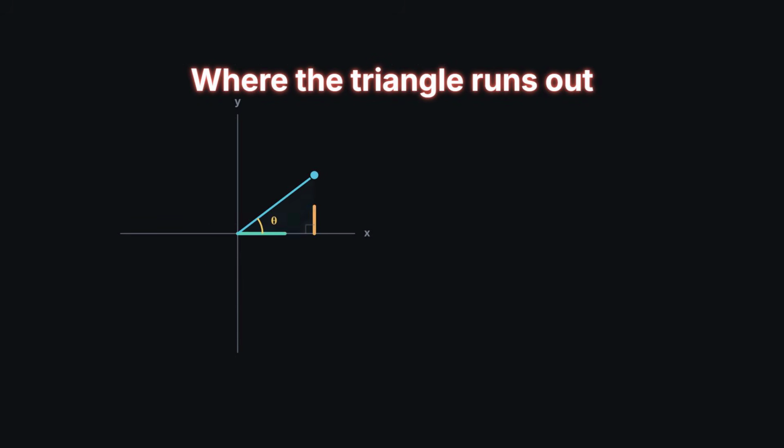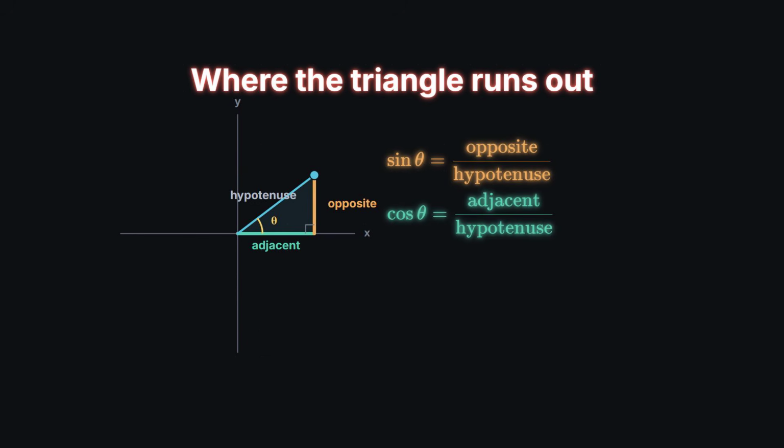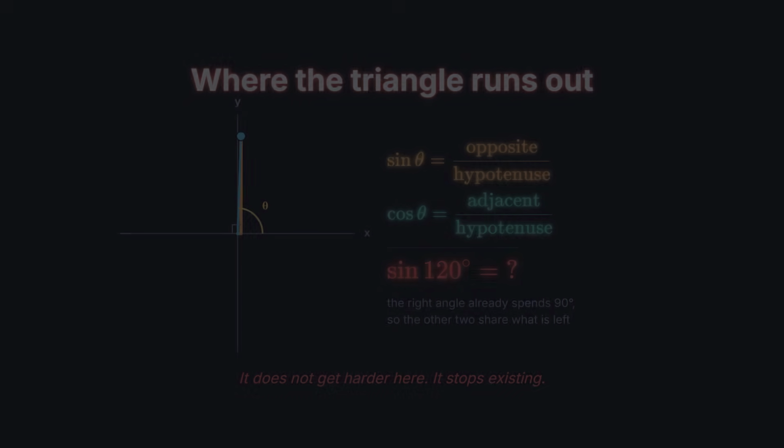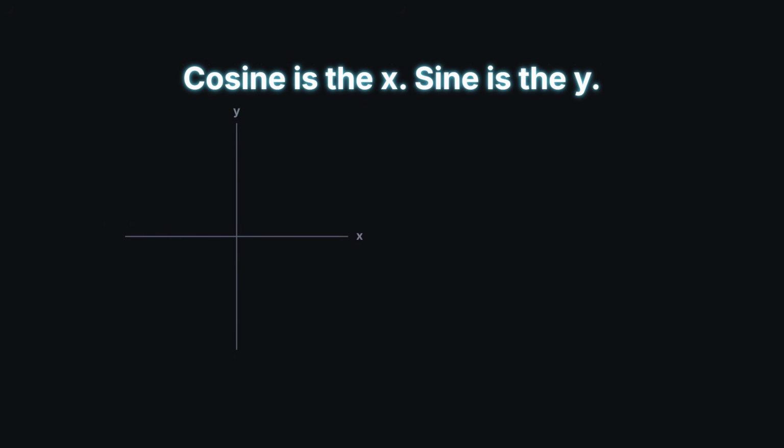You probably met sine in a right triangle. Opposite over hypotenuse. Cosine is adjacent over hypotenuse. That definition works, right up until you ask it something simple. What is the sine of 120 degrees? A right triangle already spends 90 degrees on its right angle, so the other two angles share the 90 that is left. No angle in a right triangle can be bigger than 90. 120 has nowhere to live. The definition does not get harder here. It stops existing. So here is the definition that replaces it.